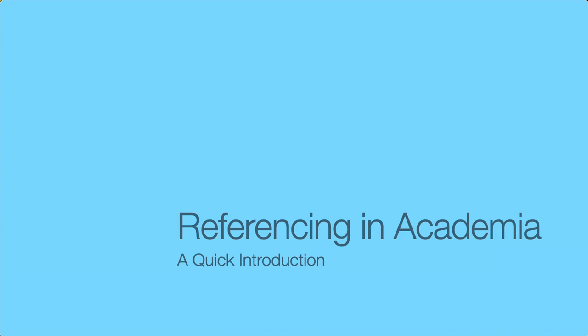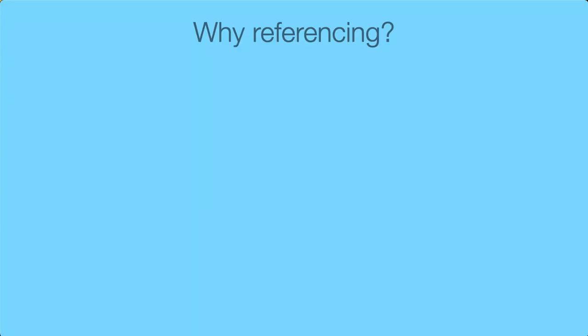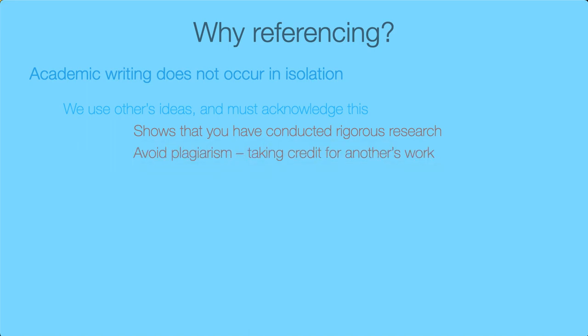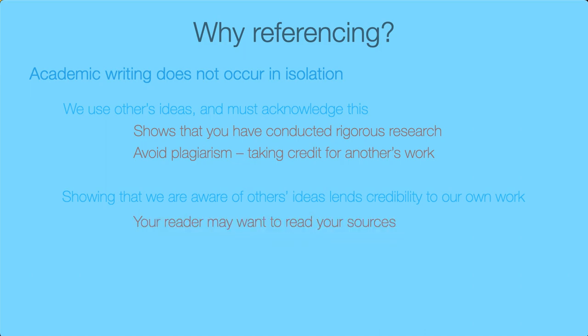A quick introduction. So, why referencing? Firstly, academic writing does not occur in isolation. This means that we use others' ideas, and we should acknowledge this. It shows that we've conducted rigorous research, and it also helps us to avoid plagiarism, which is taking credit for another's work, kind of like stealing intellectual property. It also shows that we are indeed aware of others' ideas, and this lends credibility to our own work. Our reader may be interested in knowing what we have done with our sources, where we got our information from, and then they can read them themselves.